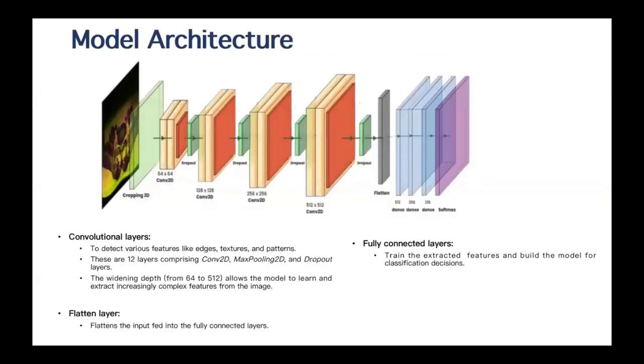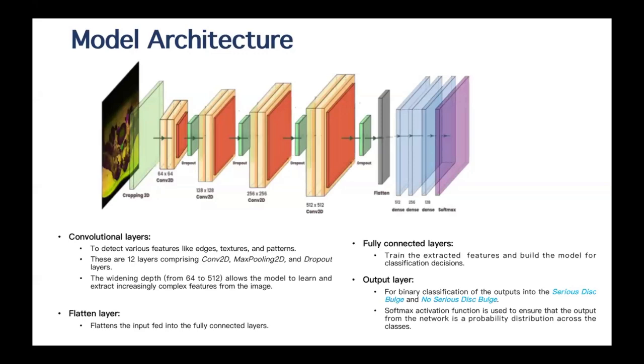So this is the model architecture. So we have the convolutional layers to detect various features like edges, the texture, and the pattern. Also, we had like 12 layers comprising of the conv, the max pooling and the dropout layers. We had a widening depth from 64 to 500 as well, which allows the model to learn and extract increasingly complex features from the image.